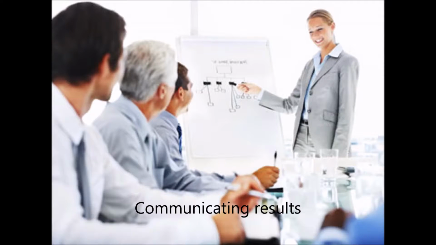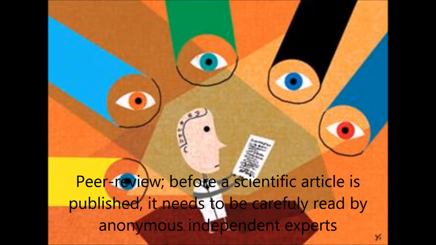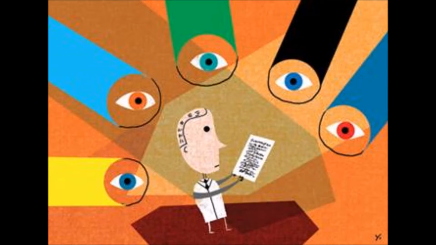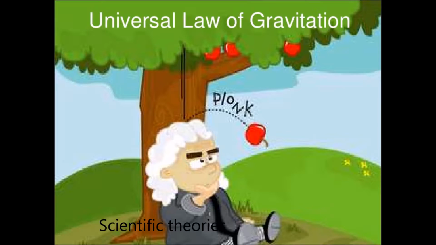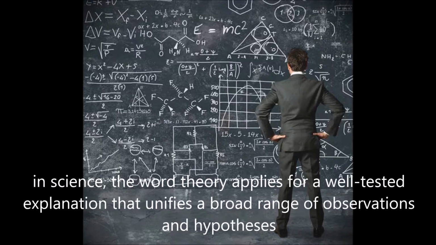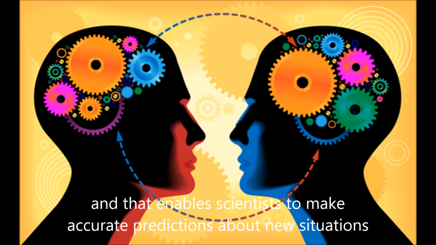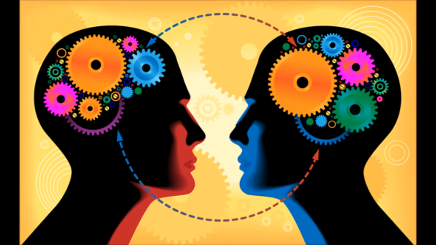Communicating results. Peer review. Before a scientific article is published, it needs to be carefully read by anonymous independent experts in order to be sure that the article is true. This revision is called peer review. Scientific theories. In science, the word theory applies for a well-tested explanation that unifies a broad range of observations and hypotheses, and that enables scientists to make accurate predictions about new situations.